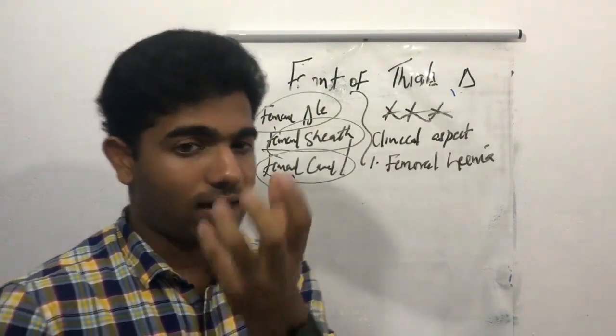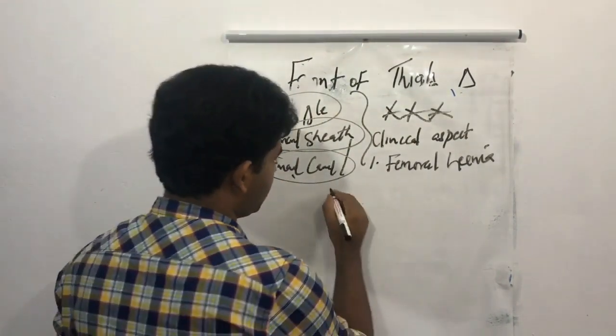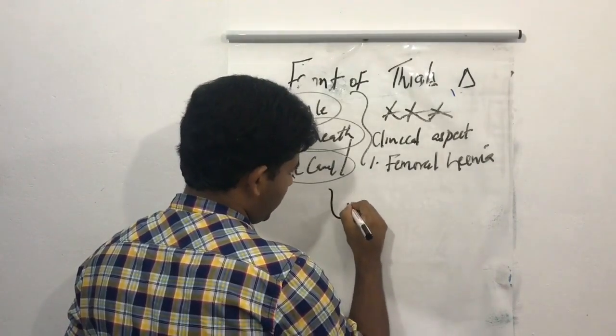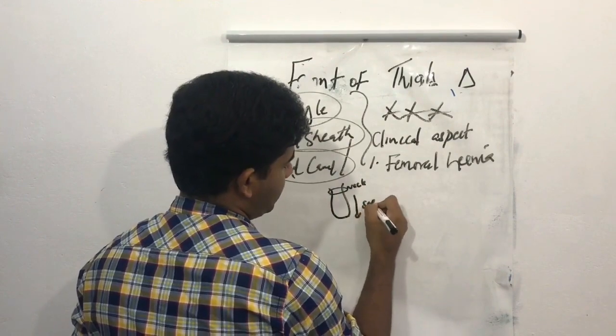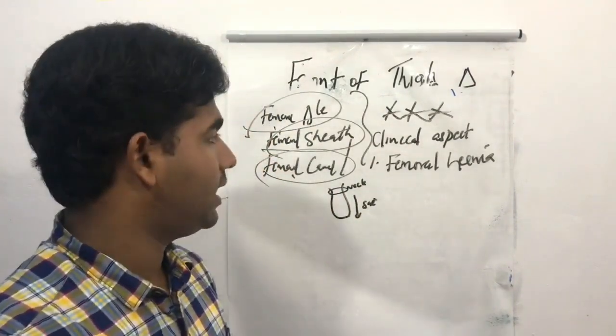It has a sac-like appearance. This would be its appearance: one neck and a sac. Neck and sac, you need to study all this. That's femoral hernia.